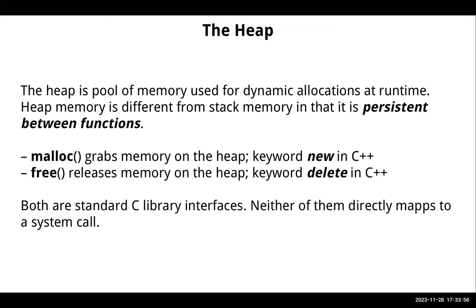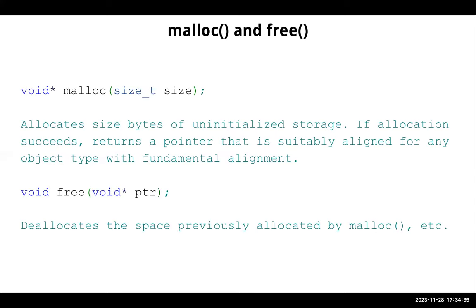Malloc and free are standard C library functions, so they do not directly map to any system call. Heap management is part of the application, part of the C library. It's not directly related to the kernel. If every malloc went to the kernel, it would be computationally very expensive. However, sometimes if you don't have enough space, it may trigger a system call like the break system call. But usually, if you just do malloc for small regions, you will not trigger any system call. It's just a function call.